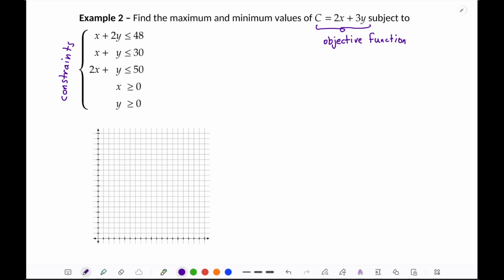Let's see. I think I'm going to go to 40 on the x and y axis this time. If you can't see that right away, don't forget you can do the cover-up method. So for this first line, if I cover up y, I get x is 48, 0. Nope, that already tells me I did it wrong. Let's go to 60 then.